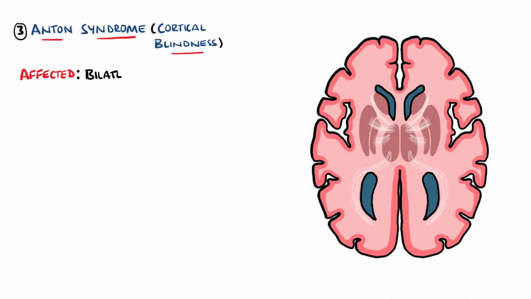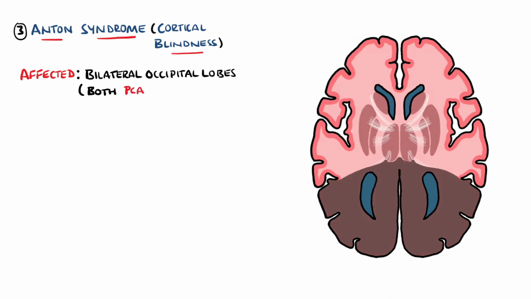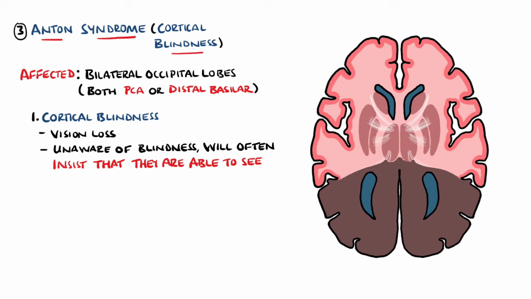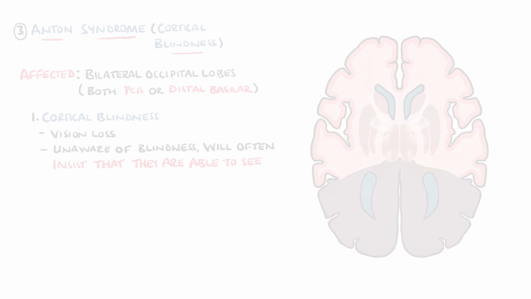Thirdly, we have Anton syndrome, also known as cortical blindness. This occurs where there is an involvement of both occipital lobes, either due to involvement of both posterior cerebral arteries or due to a lesion at the level of the distal basilar artery. As a result, there is visual loss. However, an interesting feature is that these patients may not be aware of the vision loss, or often insist that they are in fact able to see.